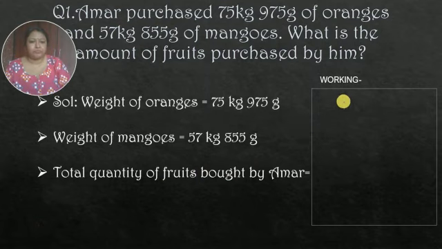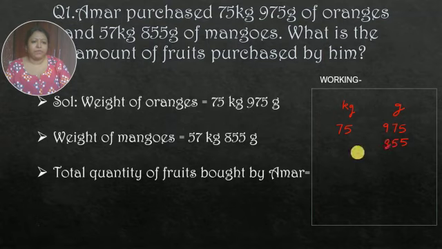So first we will write kg and gram in two different columns. Our first amount is 75 kg and 975 grams. And our second amount is 57 kg and 855 grams.